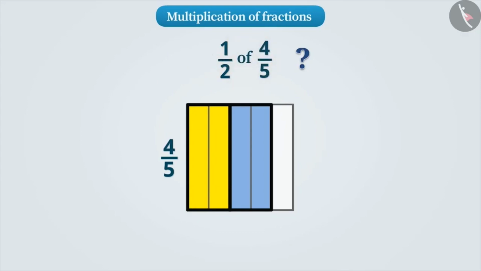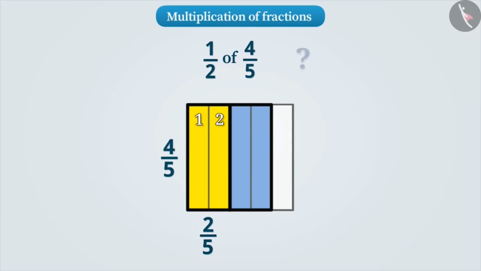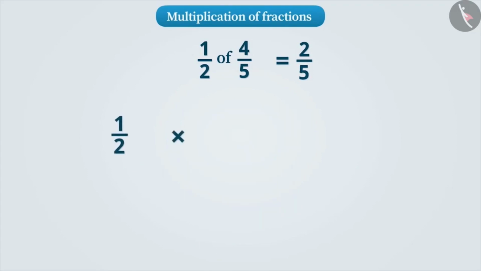If we observe, this part is made up of 2 parts out of all the 5 parts of the whole number. Hence, it can be expressed as 2/5. Therefore, we can say that half of 4 by 5 is equal to 2 by 5. We can also find this by multiplying half and 4 by 5.